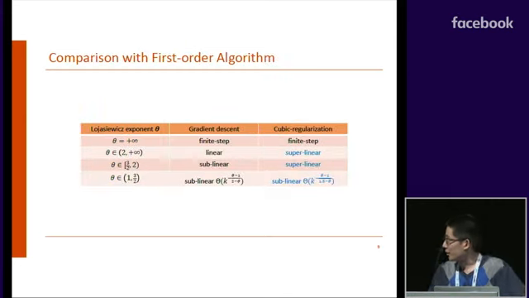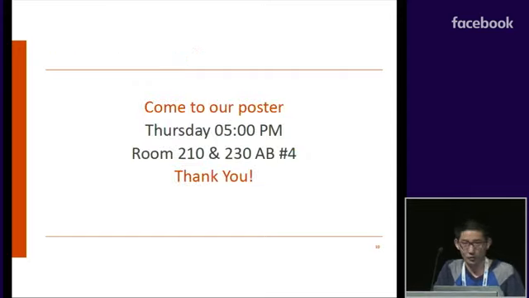We can further compare the convergence rate between gradient descent and the cubic regularization method. We can show that the cubic regularization method in general has a faster convergence rate. Moreover, in a wide range of parameterization of theta, cubic regularization converges superlinearly, whereas gradient descent converges only up to linearly. If you are interested in our results, please come to our poster number 4. Thank you very much.